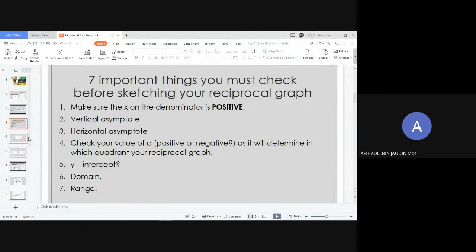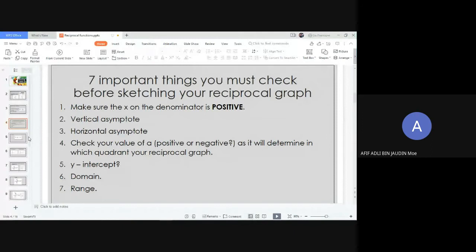The second and the third, you have to make sure to determine the vertical and horizontal asymptote. Basically, an asymptote is a line yang akan menghadkan kita punya graph, which also di mana akan bermula dan di mana akan berakhir. So that is what an asymptote is.